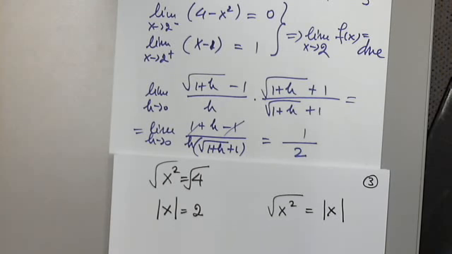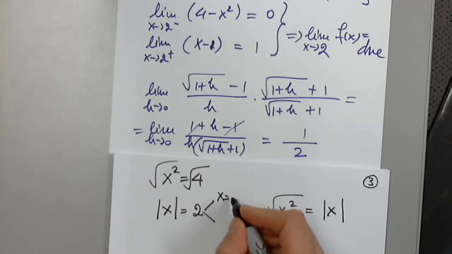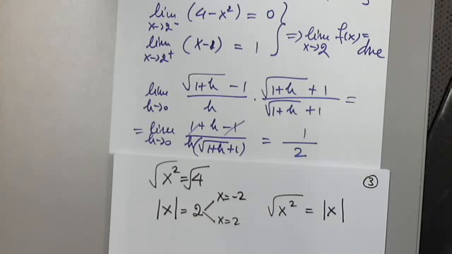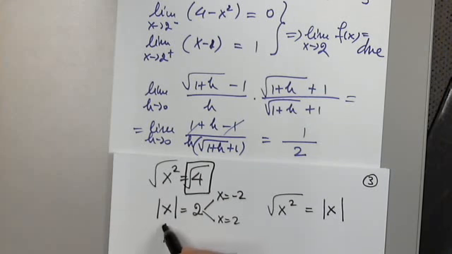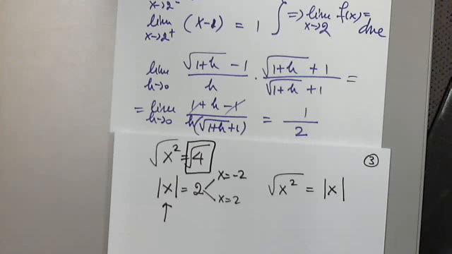Now, this equation says, how many numbers have distance from 0 exactly 2 units? How many? Negative 2 and? Correct. So that's why we get negative 2 and positive 2. The signs of positive and negative do not come from this side. They come from the absolute value. The square root of 4 is only 2.